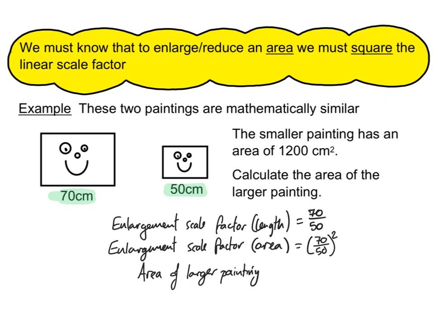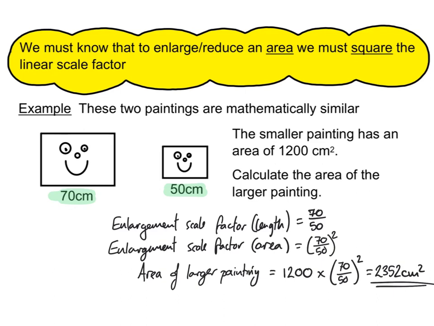and all I'm going to do here is take my area of the small painting and multiply it by the enlargement scale factor for areas. So that's going to be equal to the 1,200, the area of the smaller painting, multiplied by the enlargement scale factor for areas, which is our 70 over 50 all squared. And we type that into our calculator exactly as it's written out there, making sure we have brackets around that fraction when we type it in. And that comes to 2,352 square centimetres.